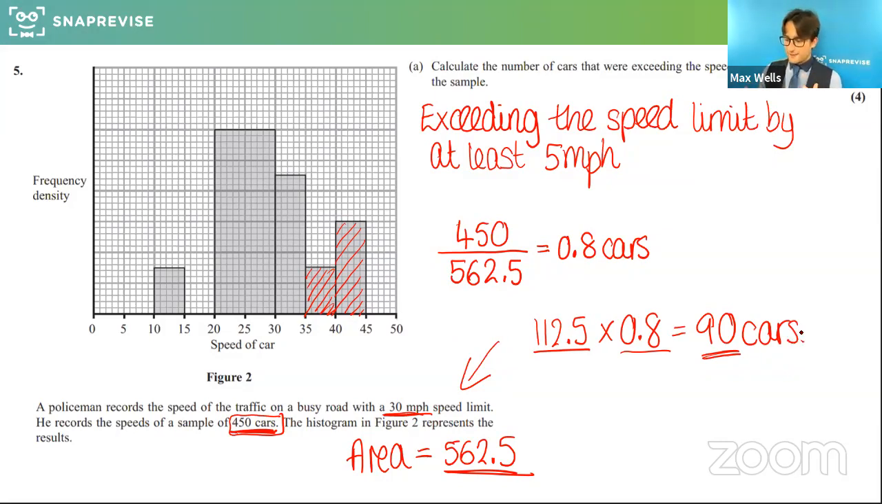So this is a bit weird because we're scaling it down to make it in line with 450 different cars, because the area was more than 450. And hopefully we can see then as well why the frequency density scale doesn't really matter if we're directly equating an area. So good. So we're almost there. We're doing really well with this. Next one, we'll just have a little look at.